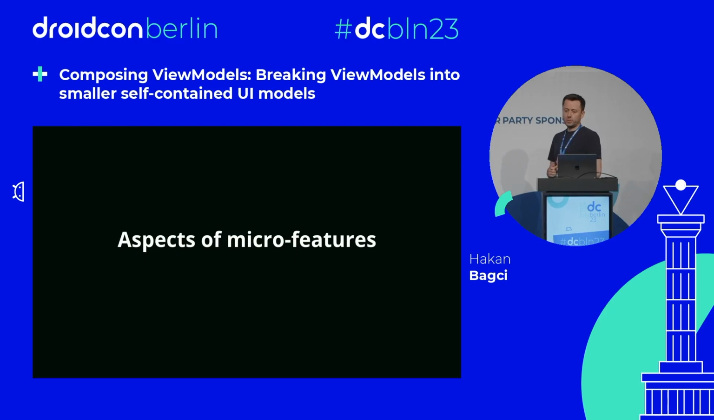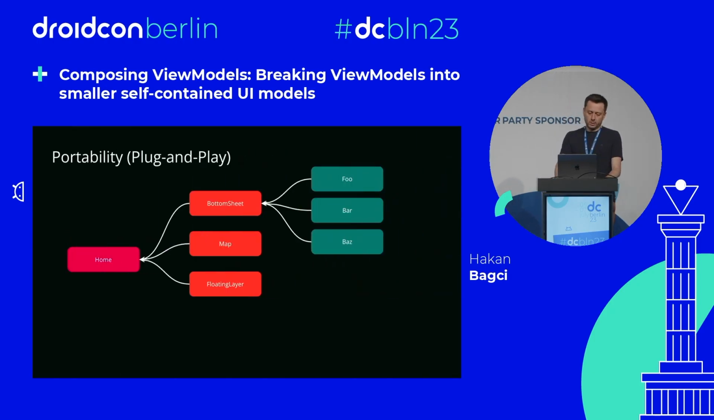Now we have seen the concept of microfeature architecture and also an example implementation. Let's have a look at some aspects of this architecture at a broader level, so that we can see what this microfeature architecture is enabling for us now and what it can enable for us in the future. So we actually mentioned this plug and play and portability in many slides before. So the first aspect is portability.